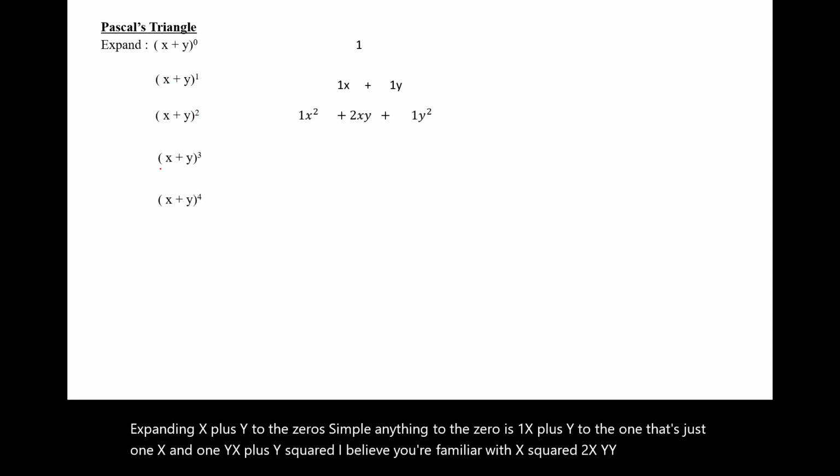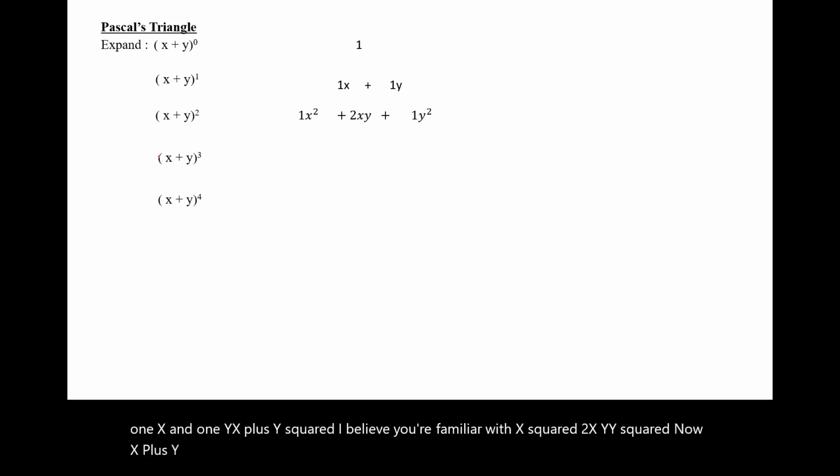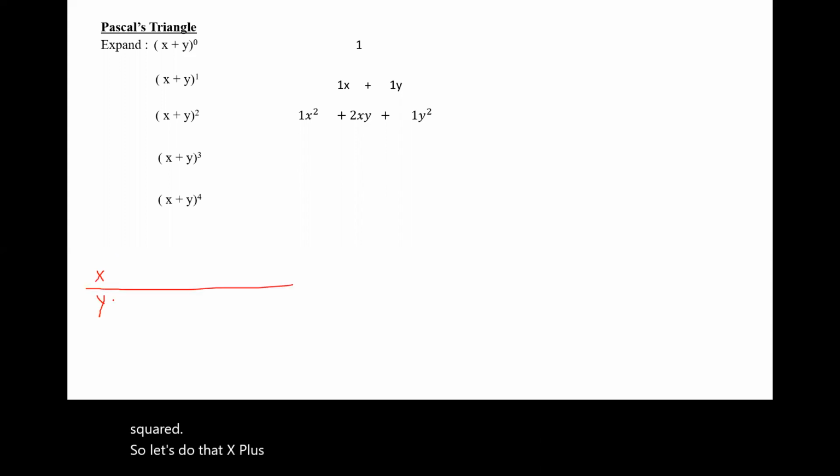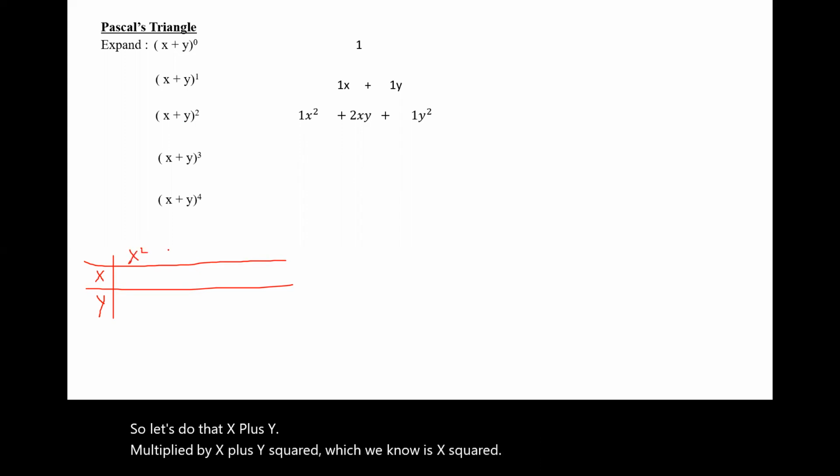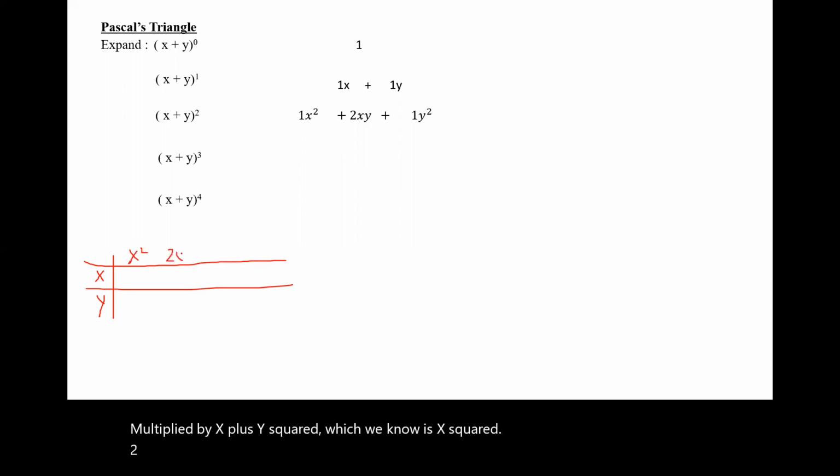Now, x plus y cubed. X plus y cubed would be taking x plus y and multiplying it by x plus y squared. So let's do that. X plus y multiplied by x plus y squared, which we know is x squared, 2xy, and y squared. So let's multiply this out.